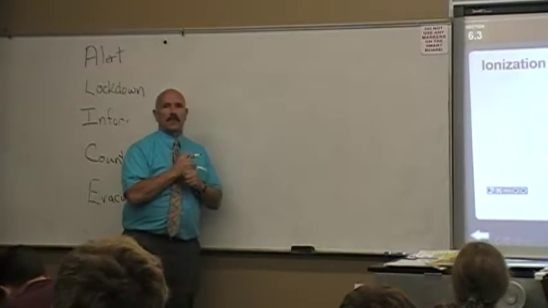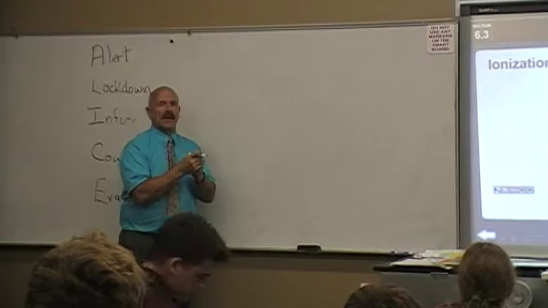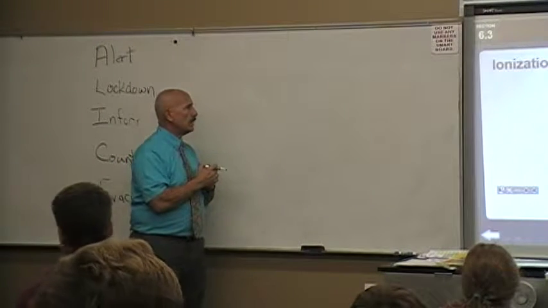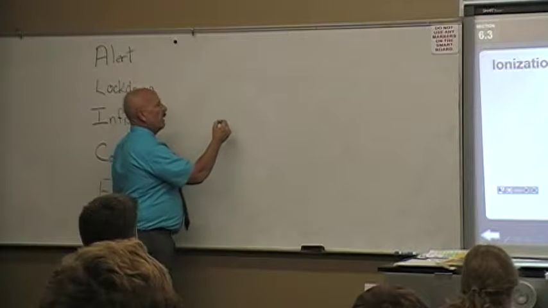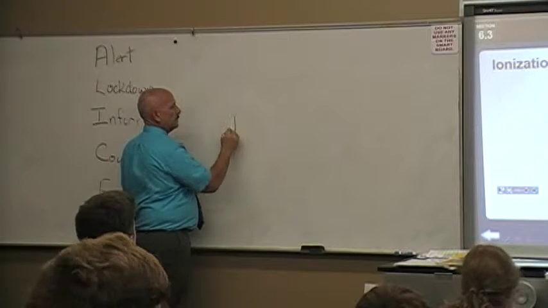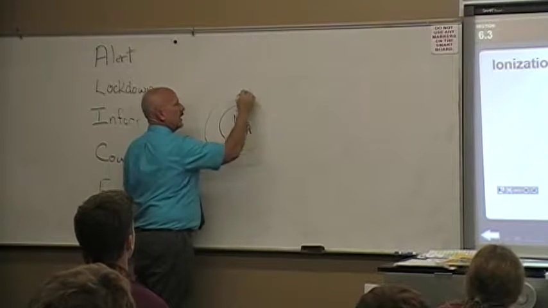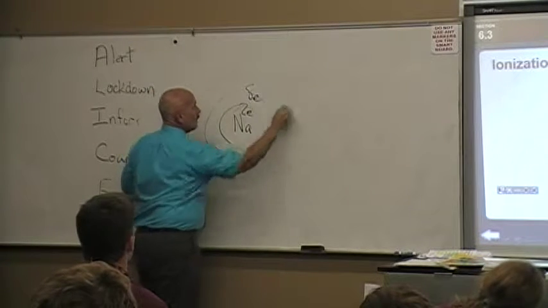Okay, let's talk about a couple things regarding taking electrons away from something. Ionization energy. Okay, two things we need to know. Number one, let's pick on sodium. Sodium's easy to pick on. He's got 2 electrons, 8 electrons, and 1 electron.